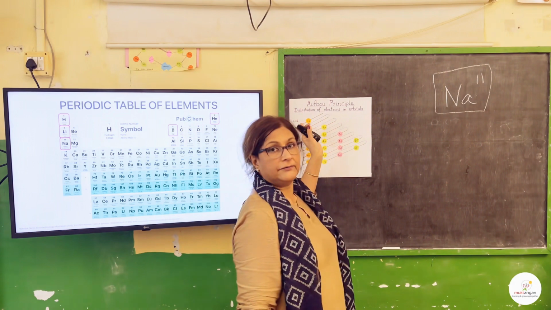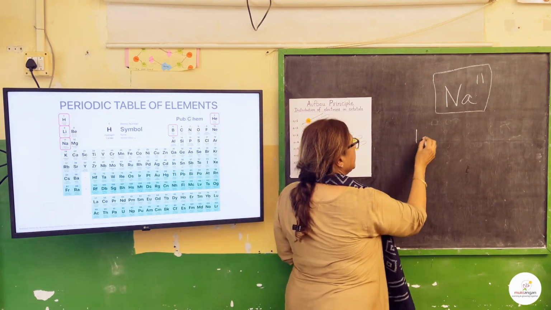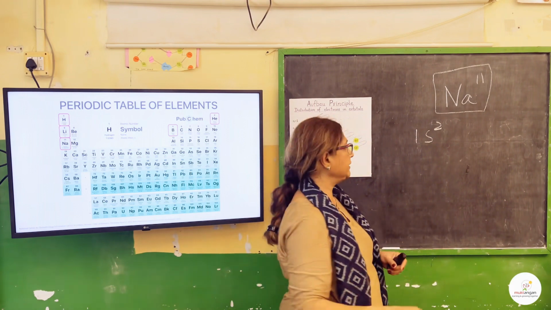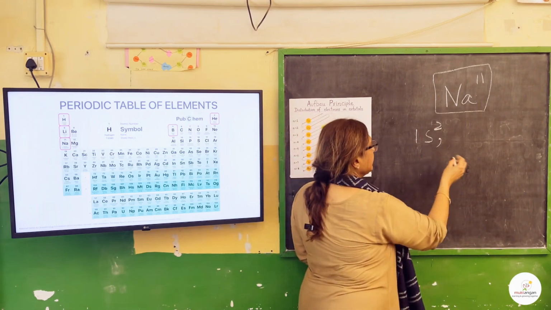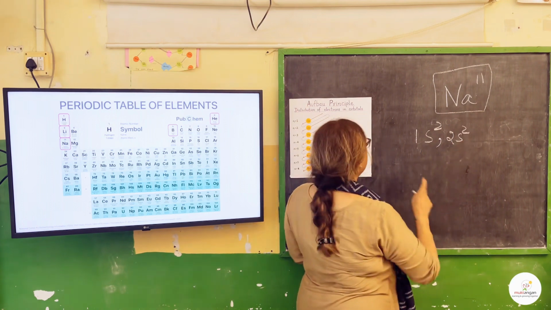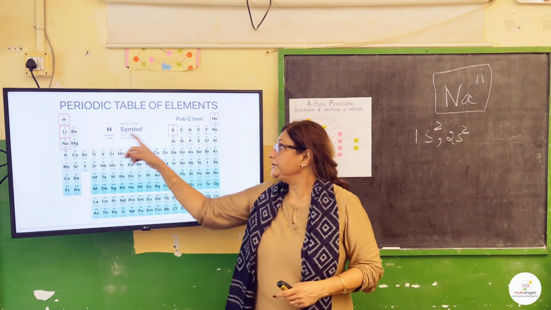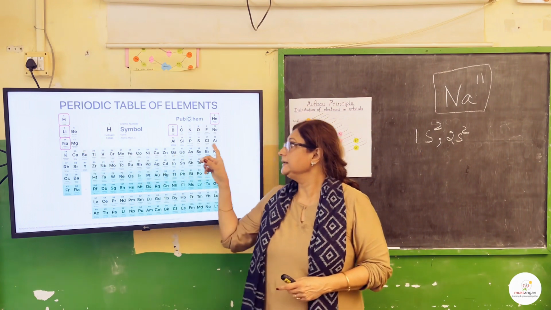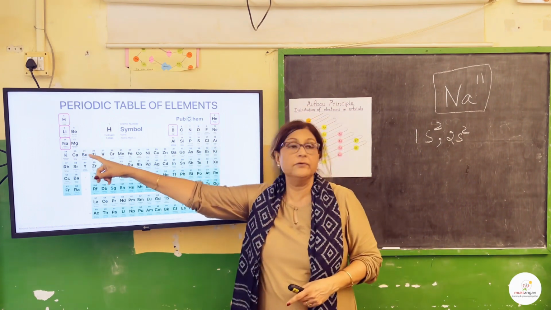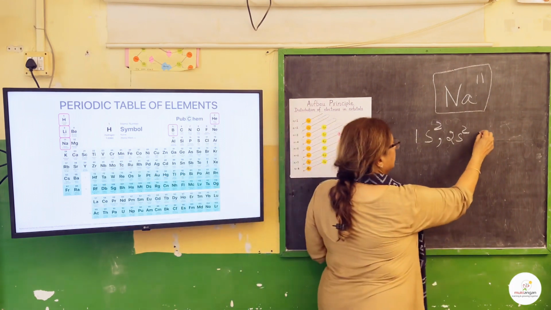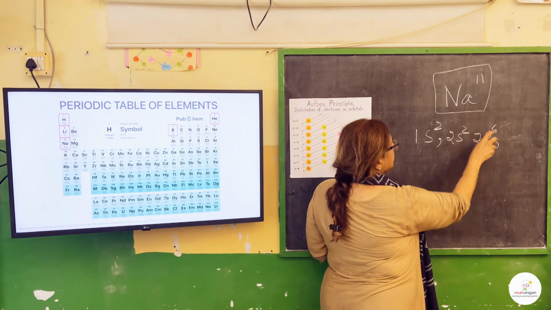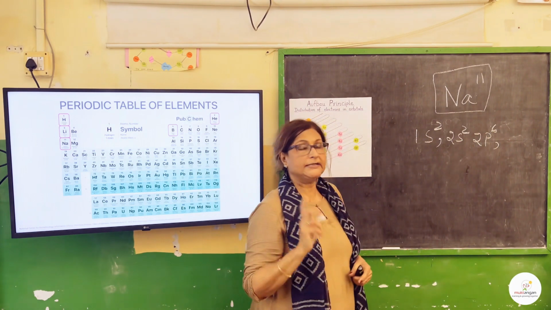And again we start from the top, so it will be 1s2, because S can hold a maximum of 2 electrons. Then we move to the next period, which is 2s2. Now remember, in period 2, after S we have the p block. So we have to fill the p block before we move on to the third. So it will be 2p6. So that is 6 plus 2 is 8 plus 2 is 10.